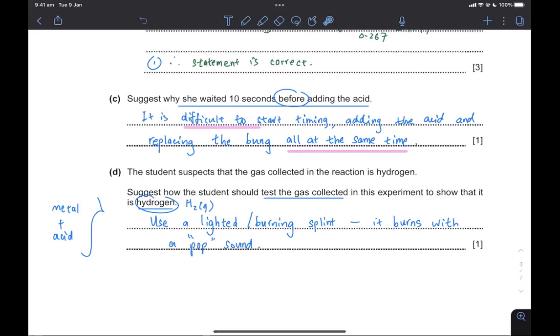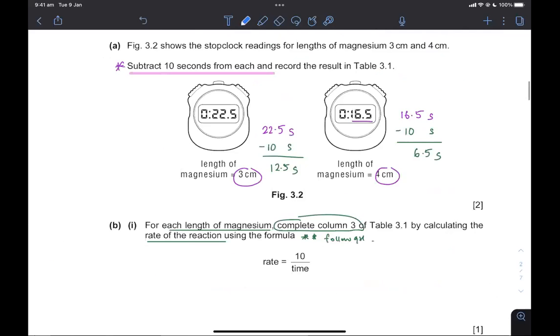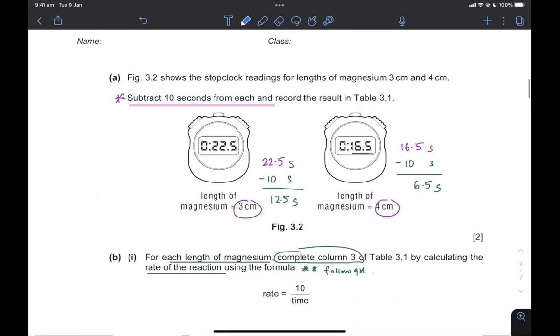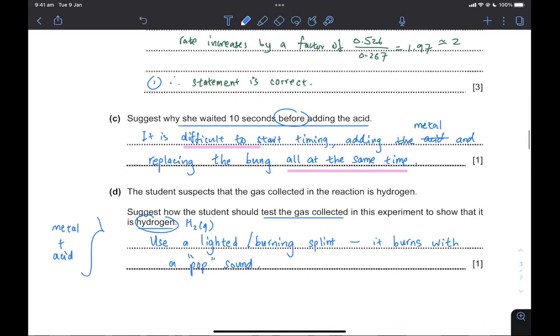So that means shouldn't be adding the acid, should be adding the metal, I think. So if you read the question, let me just read the question again. Did I add the acid or did I add the metal? Oh yeah, she added the acid. Sorry, so that must be add the acid, not add the metal. She added the acid, so that was correct. Okay, so she added the acid and then replaced the bung.